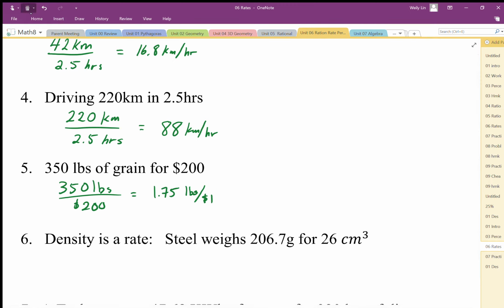Now the unit rate here could also be done the other way, because we may want the opposite ratio, or dollars per pound. So we would write the dollars on top, the 350 pounds on bottom. If I want a unit rate, I divide. This is not as nice of a number, but I get 0.571. So I'm going to round that to 0.57, and the units are dollars on top, pounds on bottom. So dollars per 1 pound. So I get 57 cents. It costs me 57 cents for 1 pound of this type of grain.